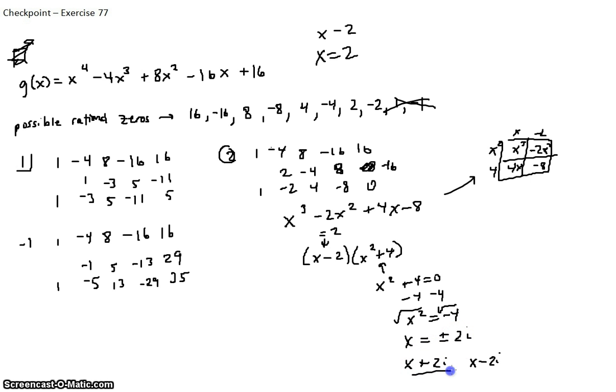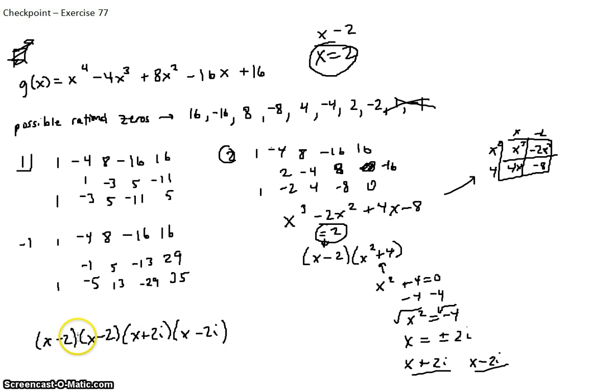So I have 1, 2, 3, and 4 zeros. One of them got repeated, but that's okay. I just have to rewrite it as a product of linear factors. So here's how I write it. x minus 2 times x minus 2 times x plus 2i times x minus 2i.